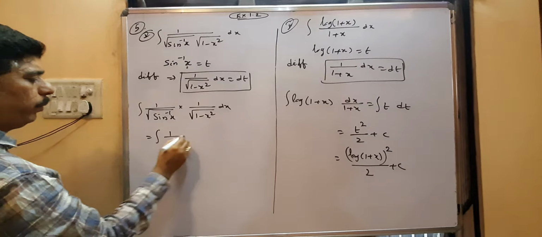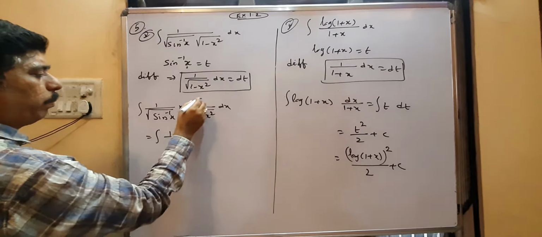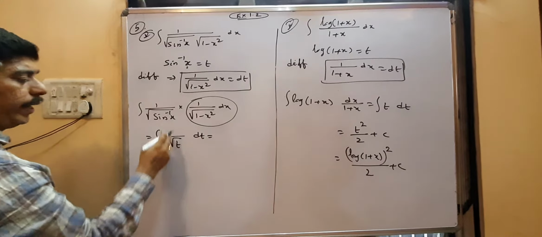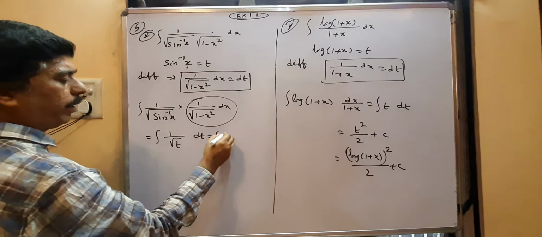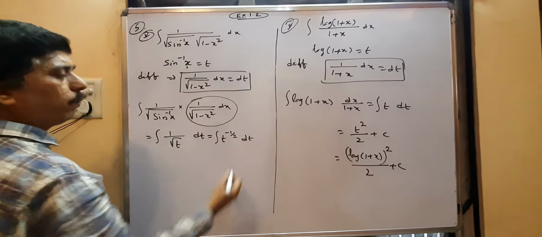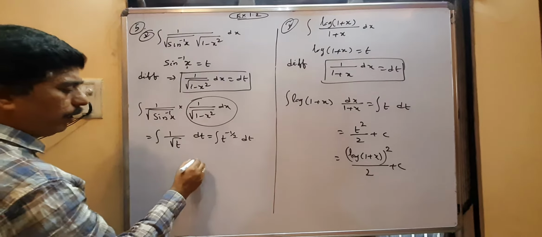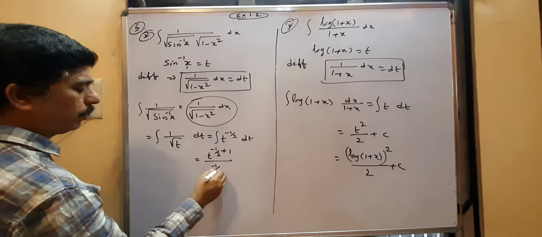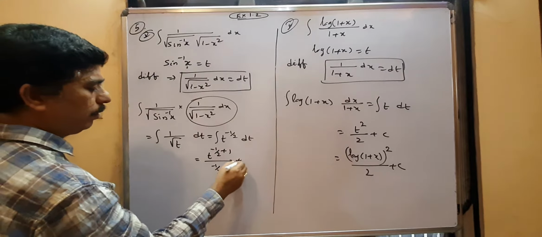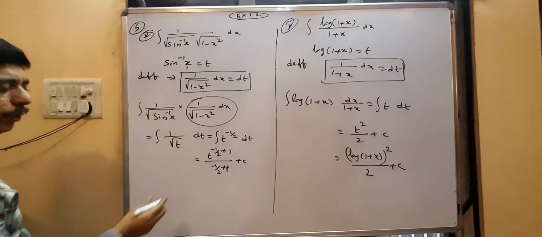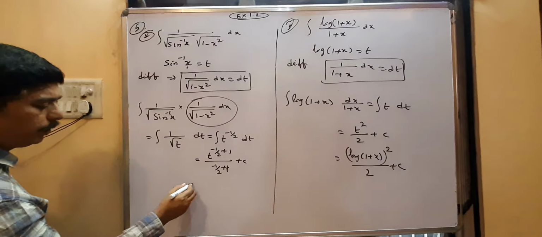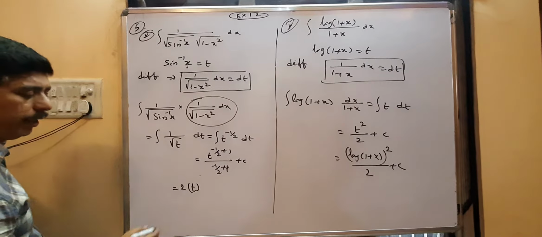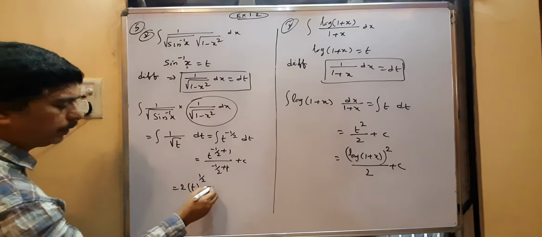So this is 1 by root t. 1 by root of 1 minus x square, dx value is dt. Taking the numerator, it becomes t power minus 1 by 2 dt. What is the integral of x power n? x power n plus 1 by n plus 1 plus c. Minus 1 by 2 plus 1 is 1 by 2. We get the reciprocal, so 2 into t power 1 by 2 plus c.